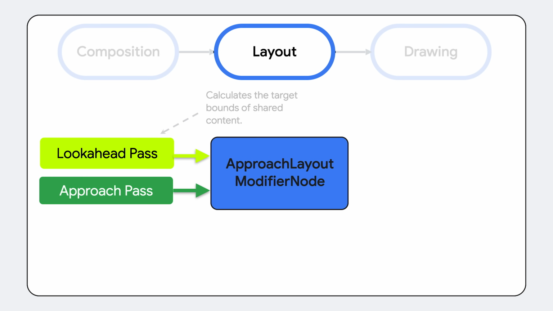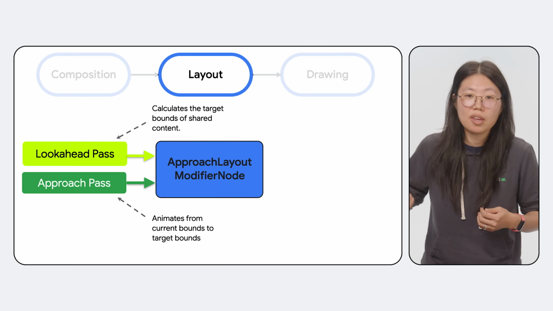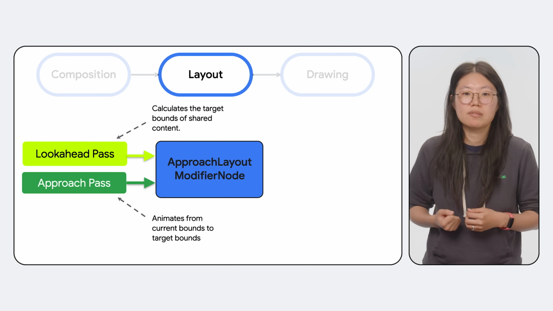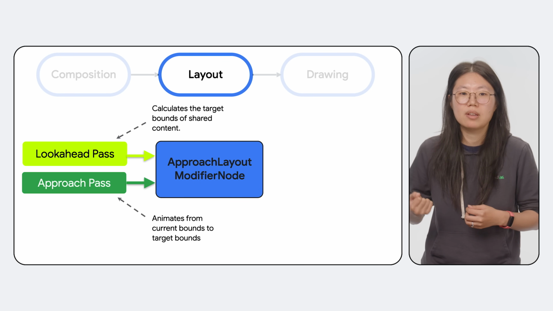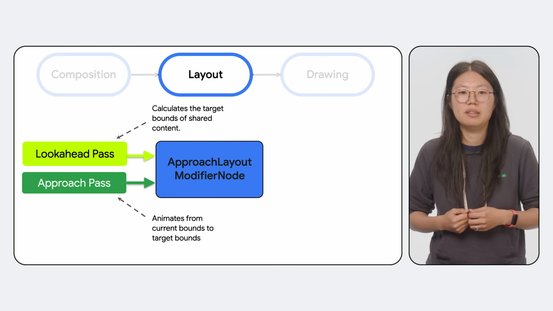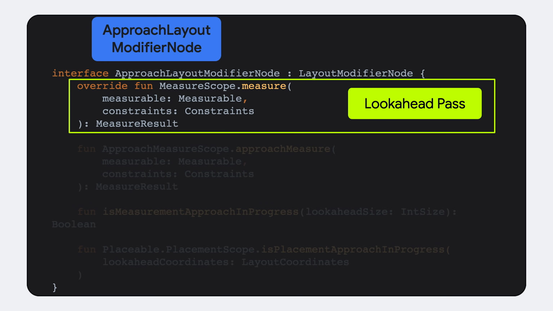In the Lookahead pass, we'll calculate the target bounds for shared content. Then in the approach pass, we'll animate shared content from their current bounds to the target bounds that we already calculated in the Lookahead. If we look at the interface definition for approach layout modifier node, we see there's a measure method. This method will only be invoked during the Lookahead pass.